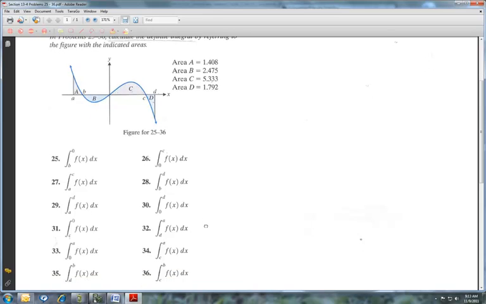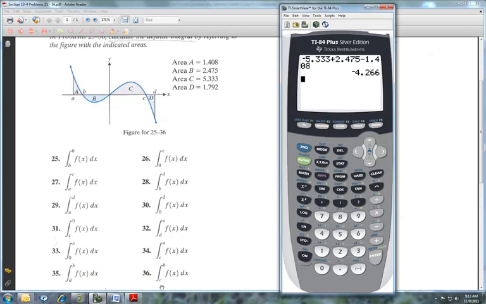Let me see what my last one is. Gotta get my calculator back. They want me to go from C to B. From C to B. So which one can I get rid of? I have to keep C. I have to keep that one. I've got to get rid of this one at the back end. So let me delete. My C is going to be negative. My B will be positive. My answer, since I'm going from right to left, will be negative 2.858.